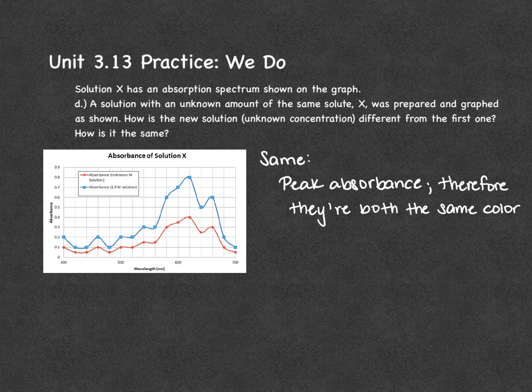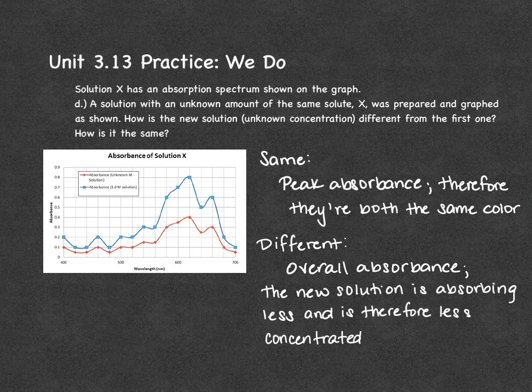However, they're different in overall absorbance. So we notice the blue is absorbing a lot more than our red solution. So how they're different is that if red is absorbing less, then it must be less concentrated than our solution represented by the blue line. So our red line solution, our unknown solution, actually is less concentrated than our original.